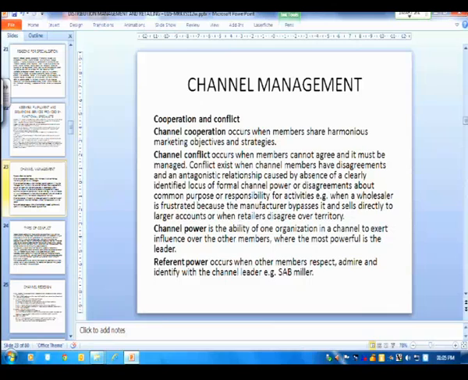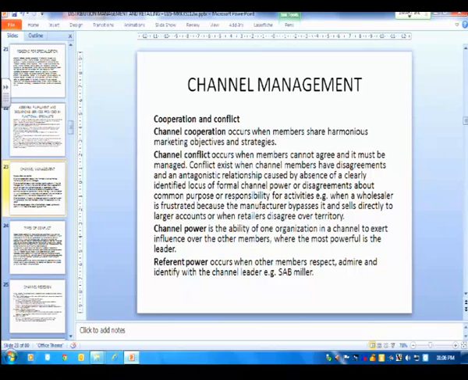Let's look at channel management. How do we manage the channel? The first one is cooperation and conflict. Channel cooperation occurs when members share harmonious marketing objectives and strategies. The next one is channel conflict. This occurs when members cannot agree and it must be managed.